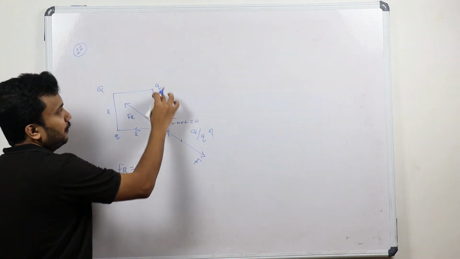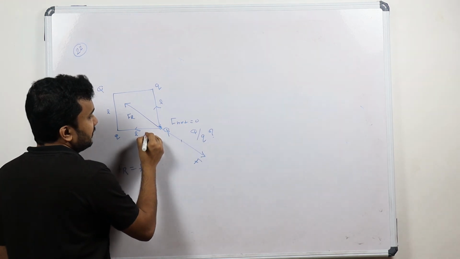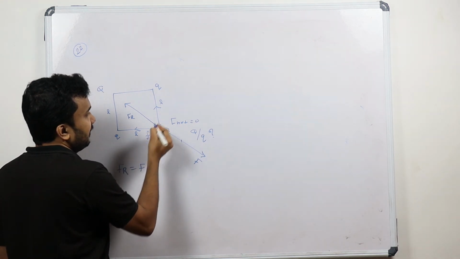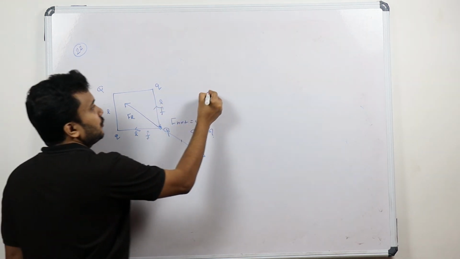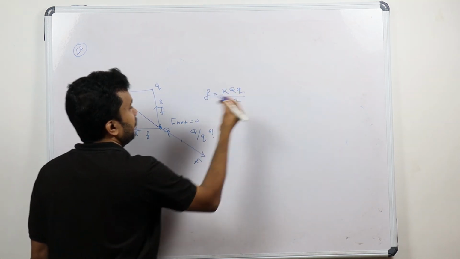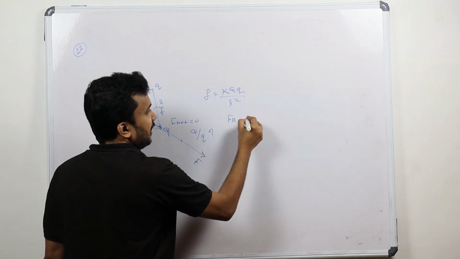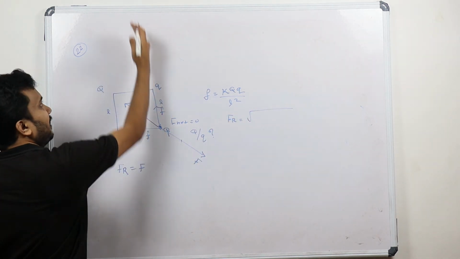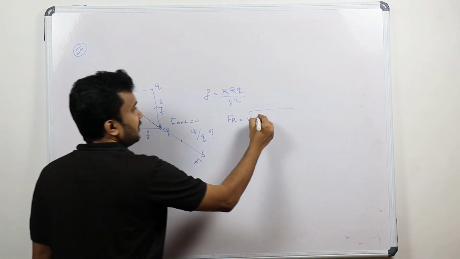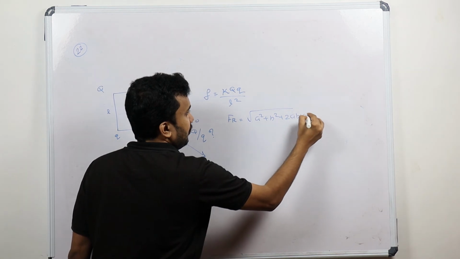What is Fr? Fr means the resultant of these two. These two forces will be there, and here is one force. This I am giving, for example, as small letter f. So small letter f will be equal to k into q divided by L square. So this Fr will be equal to, we have two vectors, right? One vector and another vector like this. So what is the resultant formula? A square plus b square plus 2ab cos theta.